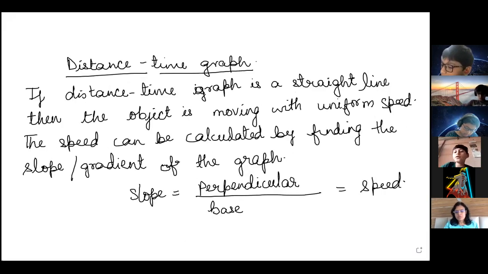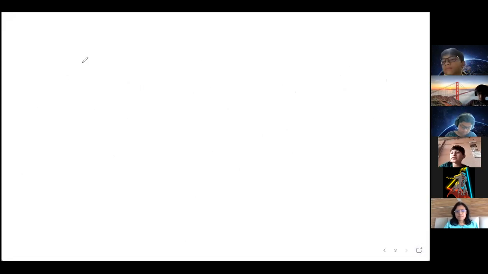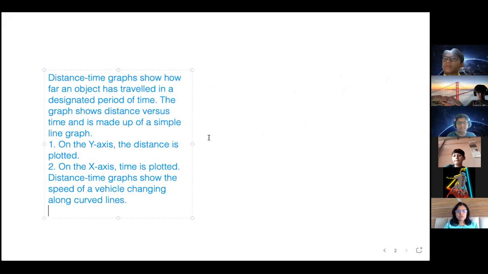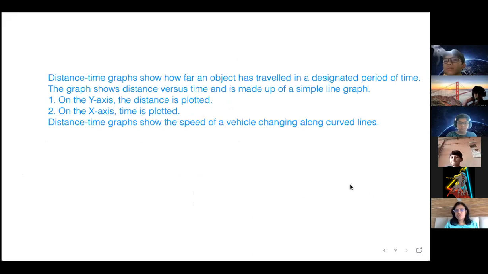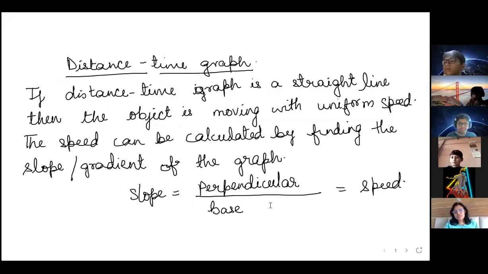Ma'am, do I write speed or do I write constant or uniform speed? This is what is a distance time graph. Distance time graph shows how far. You first write this, then you write this. Ma'am, I was asking that in the speed, do I write constant speed or I only write speed?